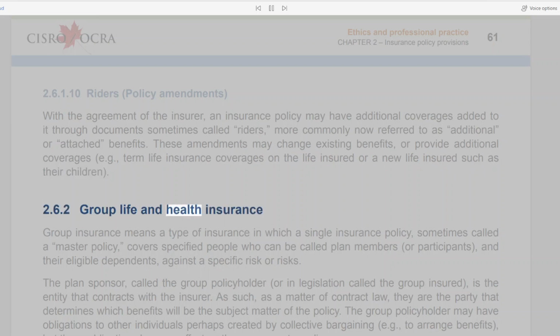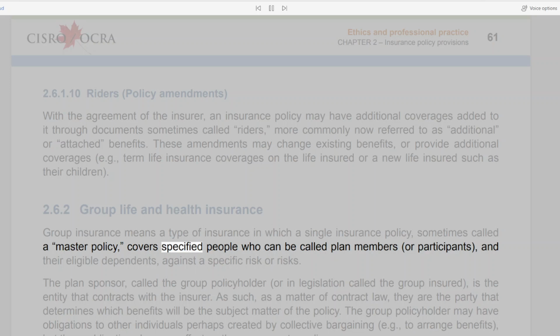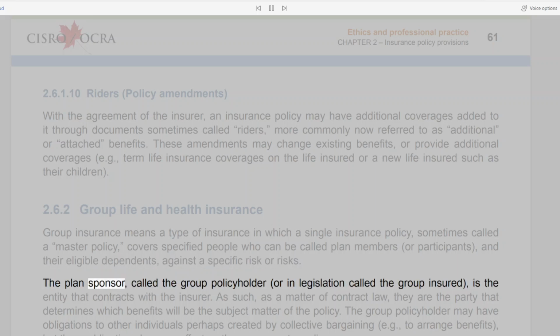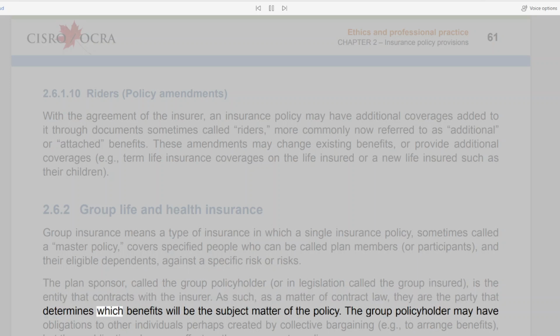2.6.2 Group Life and Health Insurance. Group insurance means a type of insurance in which a single insurance policy, sometimes called a master policy, covers specified people who can be called plan members or participants, and their eligible dependents, against a specific risk or risks. The plan sponsor, called the group policyholder, or in legislation called the group insured, is the entity that contracts with the insurer. As such, as a matter of contract law, they are the party that determines which benefits will be the subject matter of the policy.